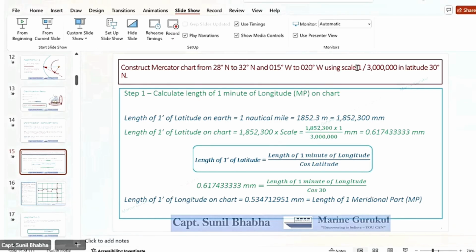Clear, beta? And sir, this mean latitude 30 degrees north, how have we used this in the formula? Beta, in the formula we had a cos latitude in the denominator, na? So which latitude did we put there? Yes, sir. Okay, all right.